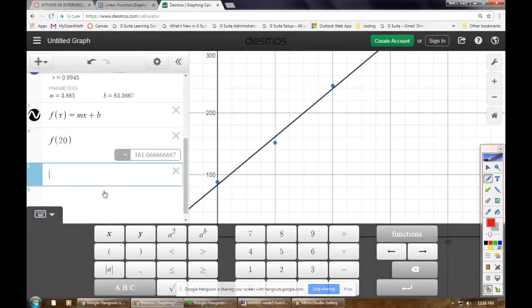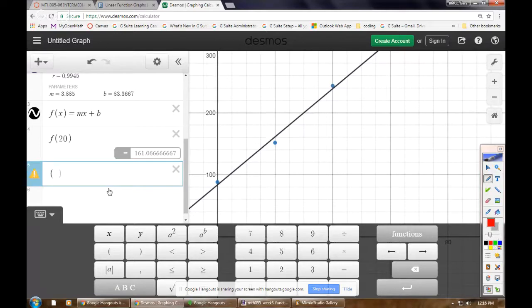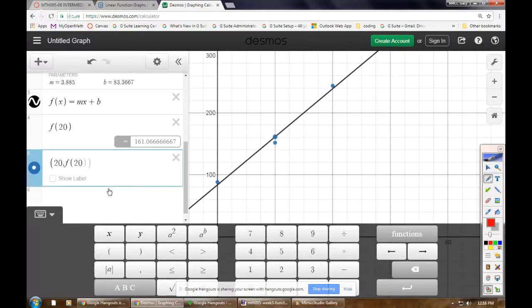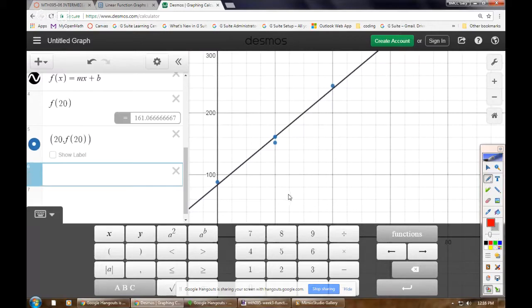Right? If I plot that point, parentheses 20 comma f of 20, so that says here's my x, plot the y with the same thing. See that point right above? So I'm just about 10 off on that. That's called the error in approximation of my model. But I can use the model to predict into the future.